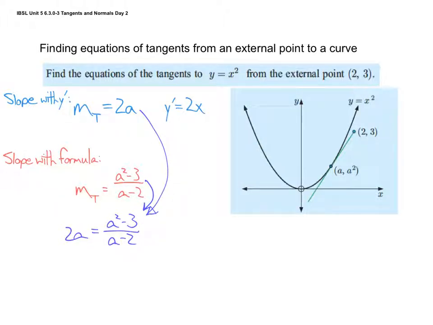Wait, why did you do a squared minus 3 over a minus 2? Because we have 2 points that are on the line. Oh, so you just did y2 minus y1 or whatever. Yeah.